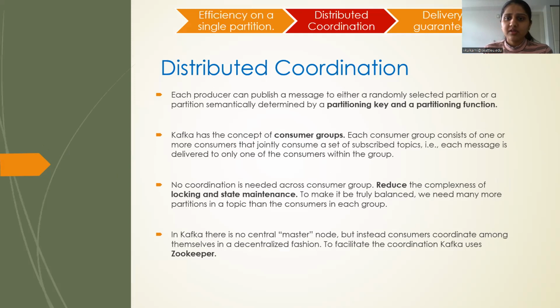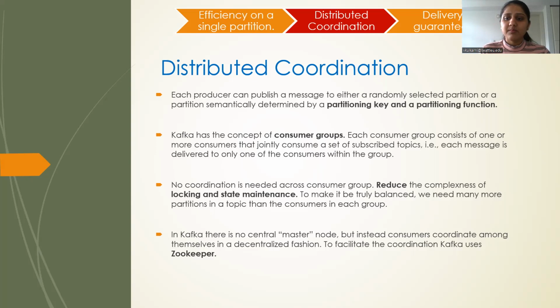So next, distributed coordination. Let's look at how coordination works in the distributed system of Kafka. Each producer can publish a message to a randomly selected partition, or to a partition which is semantically determined by a partition key and a partition function, if present. Kafka has the concept of consumer groups. All the consumers are always present in groups. It can be a group of 1 or a group of n, and a message from a single partition of a topic is consumed by only one consumer from one consumer group.